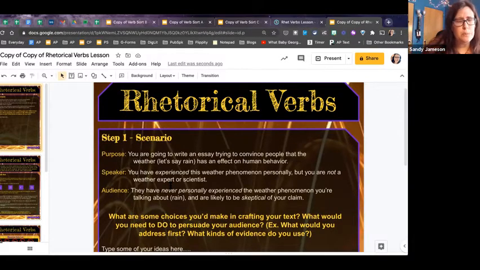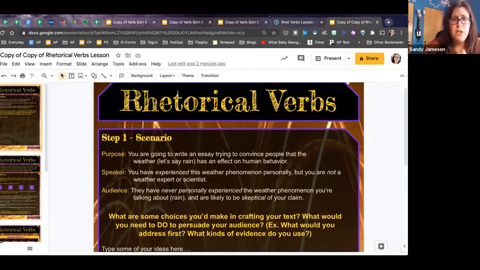You as a speaker, your persona here, you have personally experienced this weather. But you're not a weather expert, you're not a scientist, you're just a person who has made this observation and you're trying to convince other people of it. Your audience, on the other hand, has not personally experienced this weather phenomenon, the rain. They don't even know what rain is, so how are they going to understand how it affects human behavior? So they're going to be skeptical of your claim.